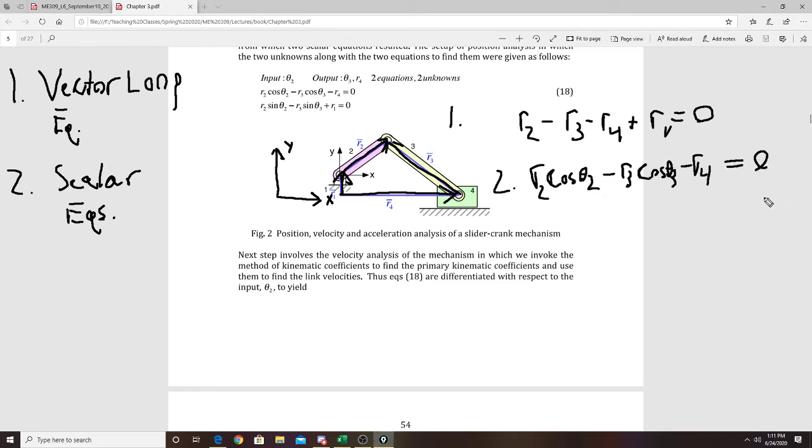Yeah, I gotta watch that one. They changed the sign, they changed it on me. So that is our first one. That is the x equation. The y equation, similar. You just take the sines this time.